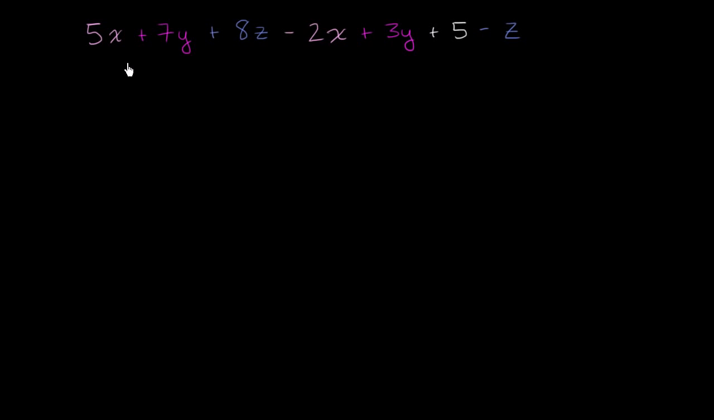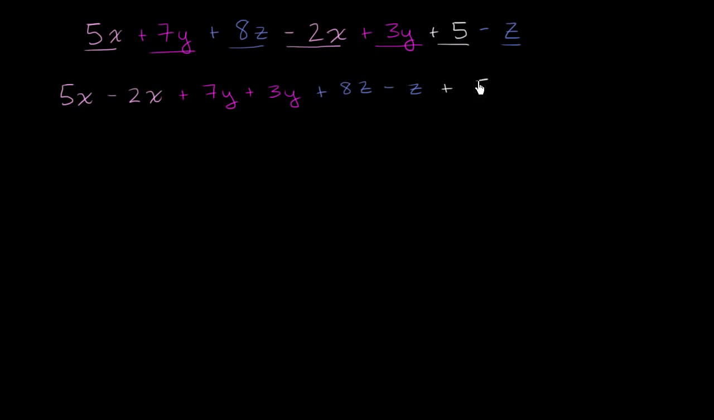It might help if we were to actually reorder the terms in this expression. So let me put all the x terms first. I have 5x, minus 2x. Then I have plus 7y, plus 3y. Then I have plus 8z, and then minus z. And then the last term that I haven't included yet is this plus 5 right over here.